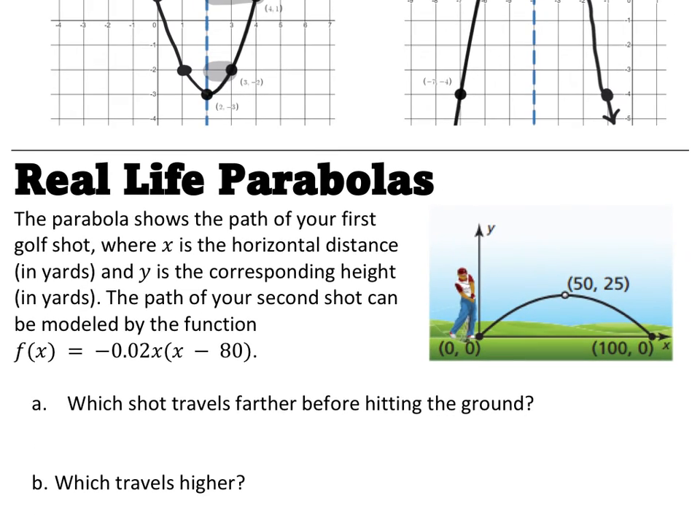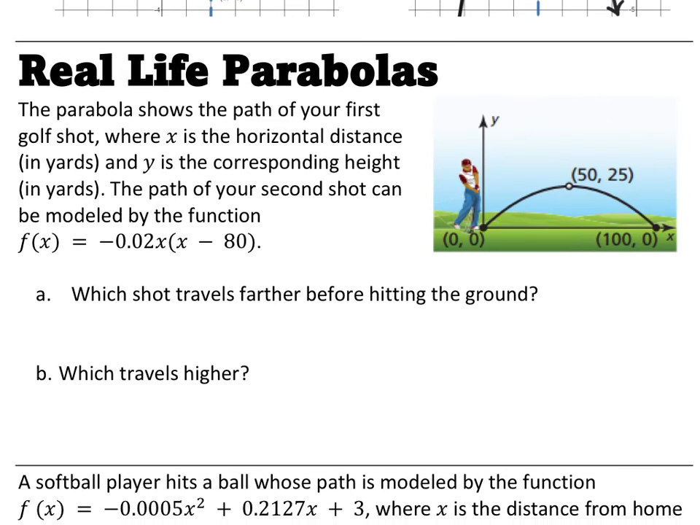All right, for real life parabolas, like I said, it's generally easier to see these on Desmos than on the calculator, simply because the Desmos zoom feature is a lot easier to use than the graphing calculator zoom feature. They work the exact same, but it's just easier to use on Desmos. So this problem says the parabola shows the path of your first golf shot, except mine would not go that far. I'm terrible at golf. Where x is the horizontal distance in yards and y is the corresponding height in yards.